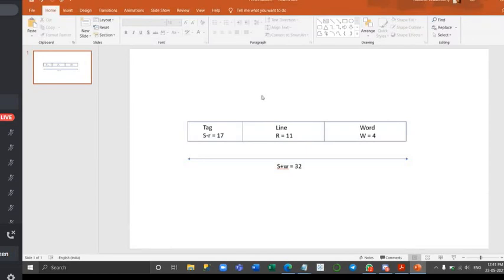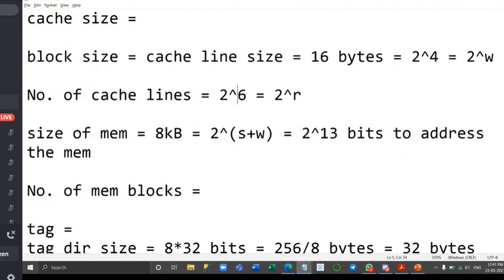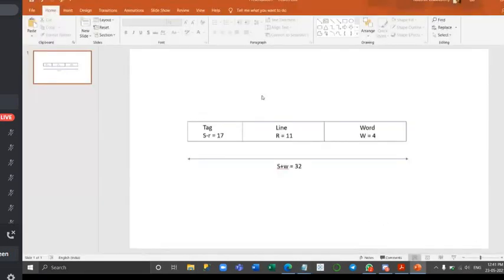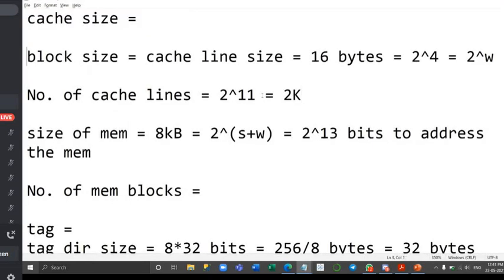We have been given the value of R as 11, right? R is 11. So we know the number of lines in cache is 2 to the power R, 2 to the power 11, which gives 2K. So my number of lines in cache is 2K. I have W equal to 4. Now I know 2 to the power W is my block size or cache line size. So block size equal to cache line size will be 2 to the power 4, equal to 16 bytes.